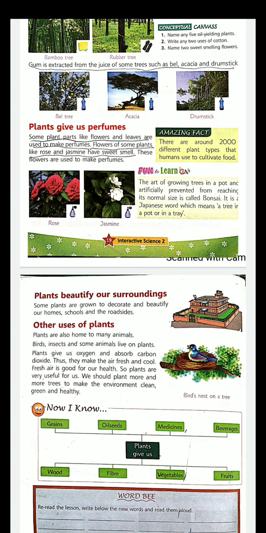Plants give us oxygen and they absorb carbon dioxide. Carbon dioxide is a kind of gas in the air or in the atmosphere which is not good for our health, so plants absorb it. Thus they make the air fresh and cool. Fresh air is good for our health. So plants are very useful for us. We should plant more and more trees to make the environment clean, green and healthy.